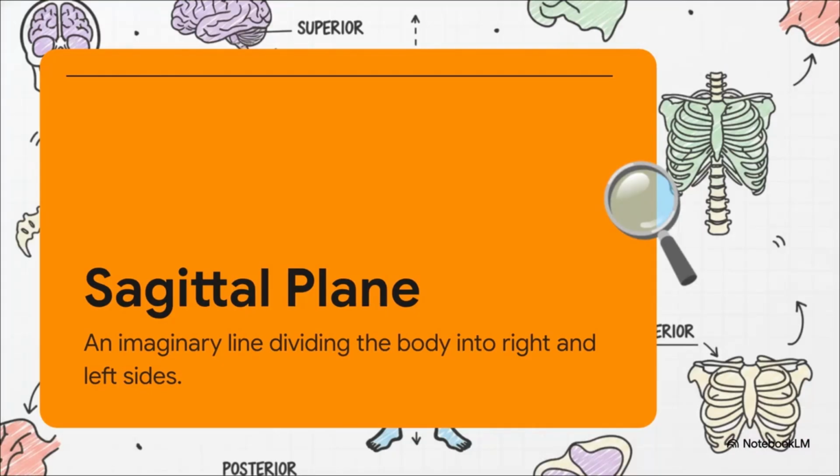So a plane is really just a theoretical, imaginary line drawn right through the body. The very first one you need to know is the sagittal plane. This plane divides the body into right and left sides. But I want you to appreciate a very specific variation here, the mid-sagittal plane. Mid literally means middle. So a mid-sagittal plane is an imaginary line that cuts the body down the exact center, giving you perfectly equal right and left halves.